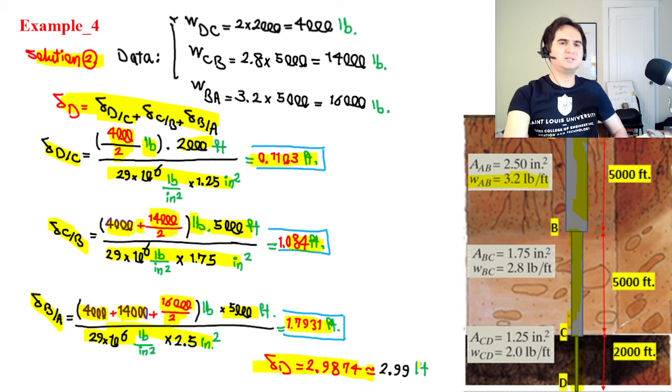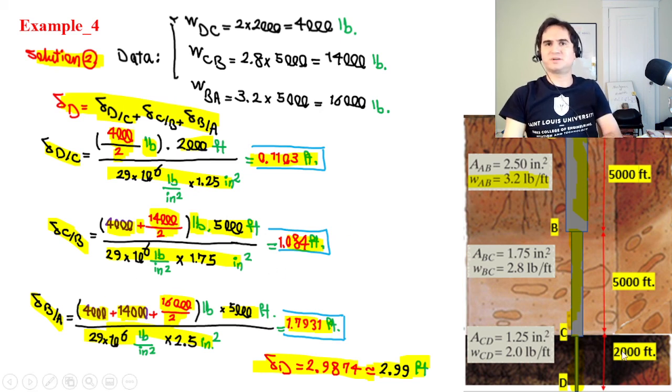2.9874, which is almost 2.99 feet, like the solution 1 answer. And that's the interesting part: with just these three lines you avoid that integration process. Thank you.